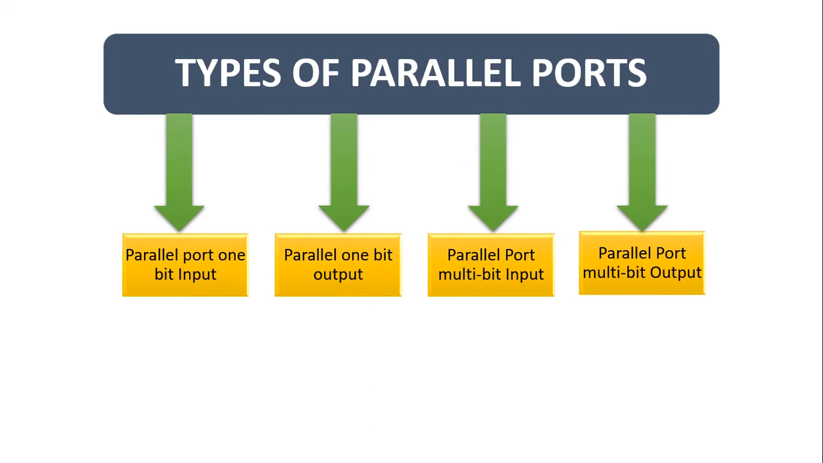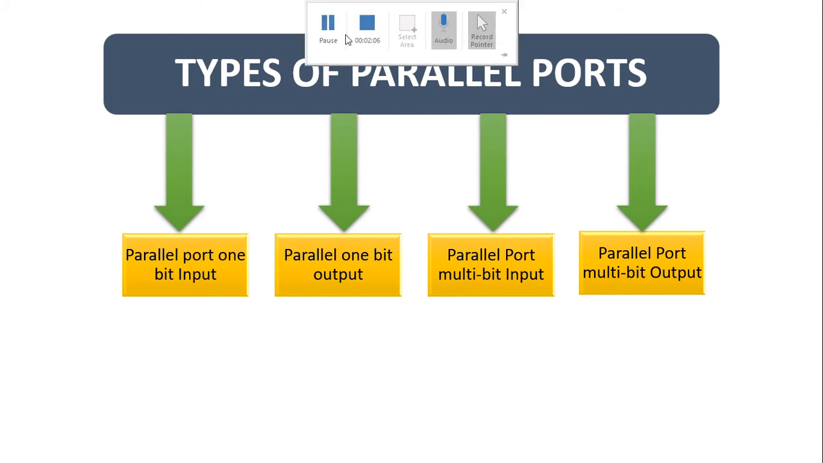The types of parallel ports are again classified into four major categories: the parallel port 1-bit input and parallel 1-bit output, and the parallel port multi-bit input and parallel port multi-bit output. So based upon the number of bits, we are classifying these.